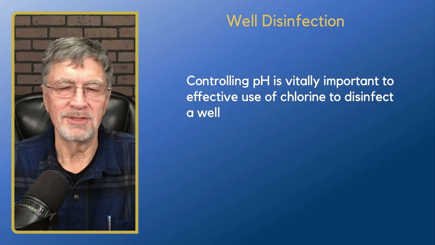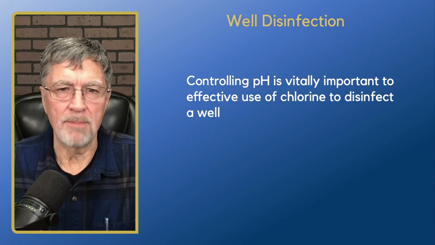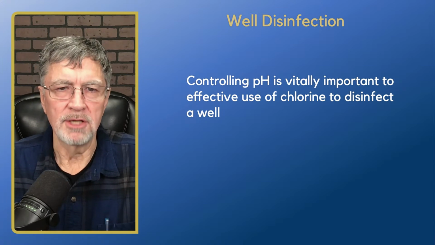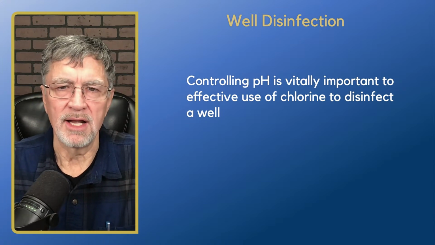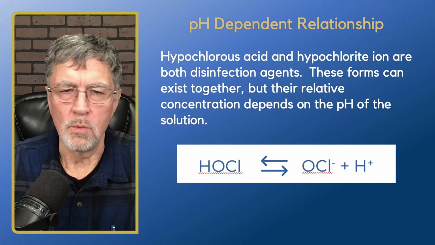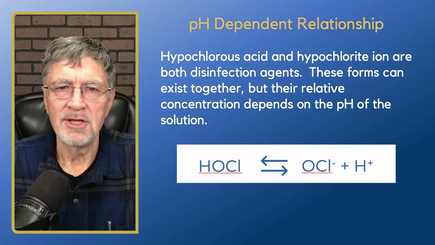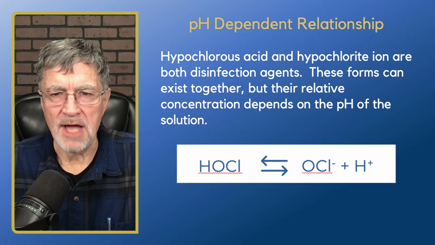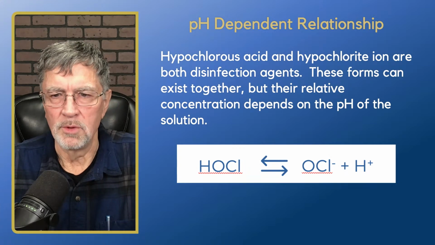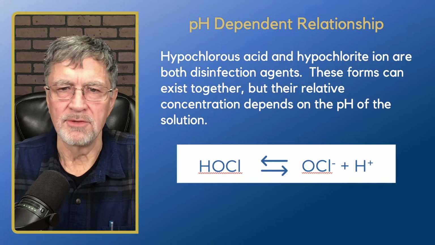So yes, you're going to get a little bit of disinfection, but it may not be enough. So you want to keep the pH in that optimal range. Very, very important when you're doing disinfection to monitor the pH and keep it in that optimal range. So the way this works is when you add sodium hypochlorite, or chlorine, to the well, you're going to produce hypochlorous acid, which is HOCl, and the hypochlorite ion, which is OCl minus. And then you're going to have spare hydrogen floating around.